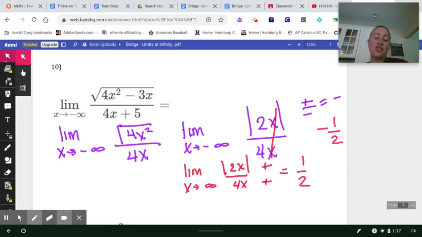So you notice the only thing that's changing is that sign, whether it's positive or negative. And just because this is negative doesn't always mean the answer is negative. It really depends upon what the function is.